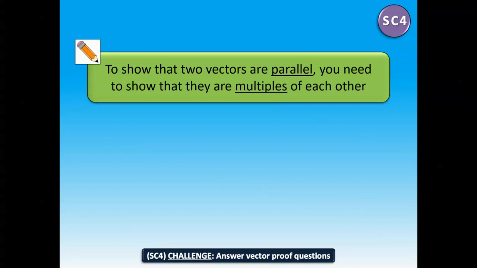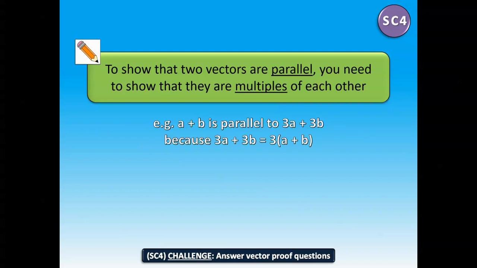So to show that two vectors are parallel, you need to show that they are multiples of each other. So for example, AB is parallel to 3a plus 3b because 3a plus 3b is 3 lots of a plus b. So there's a plus b, and there's 3a plus 3b. So we can see that they're parallel to each other. Just one is 3 times as long as the other.